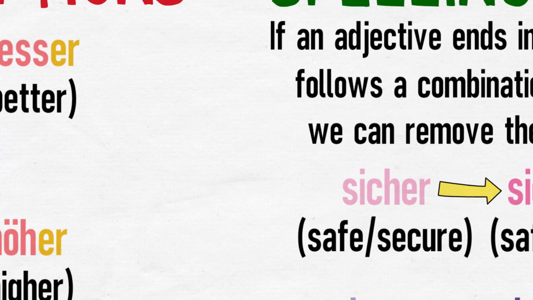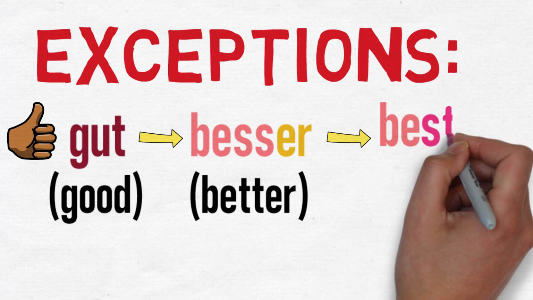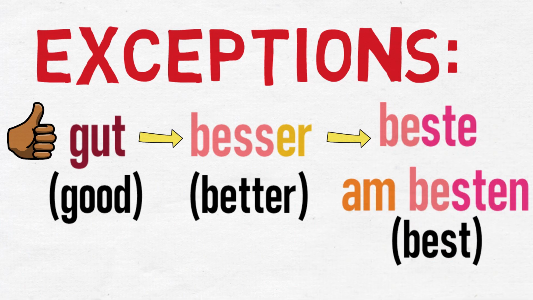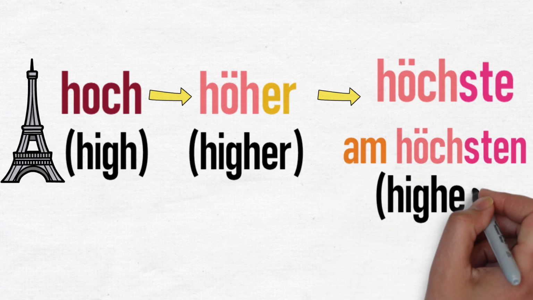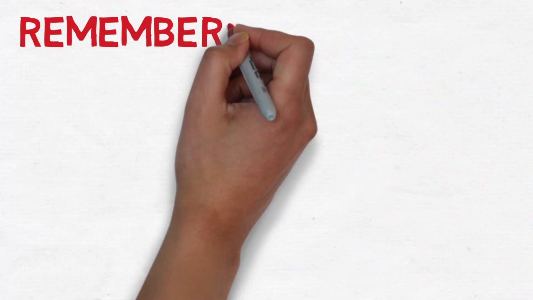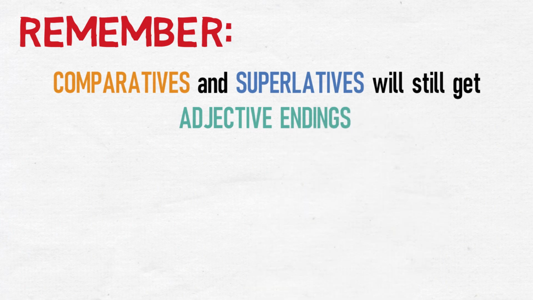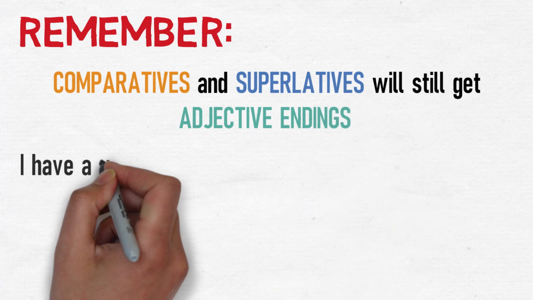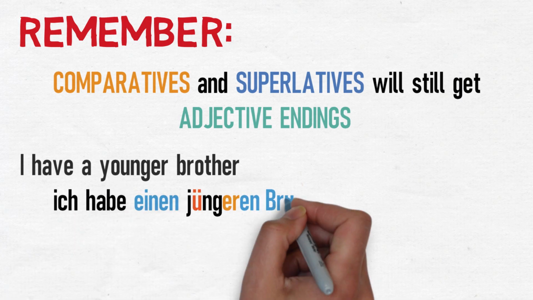Similar to comparatives, we have the same two exceptions when forming superlatives. Gut, meaning good, beste or am besten for best. Hoch, meaning high, höchste or am höchsten for highest. Notice here that this is what we would expect with the word hoch. Finally, it's important to know that comparative and superlative adjectives will still gain adjective endings in the same way normal adjectives would. For example, I have a younger brother would be Ich habe einen jüngeren Bruder.